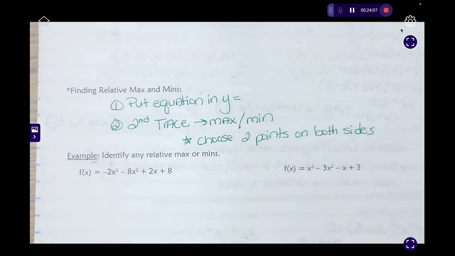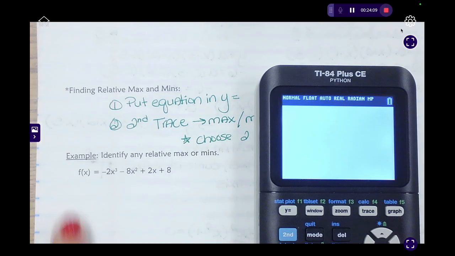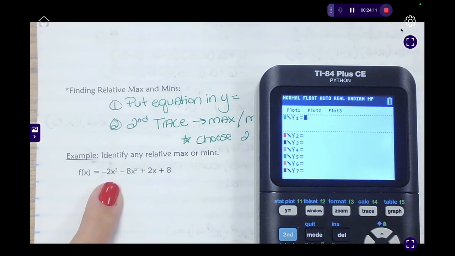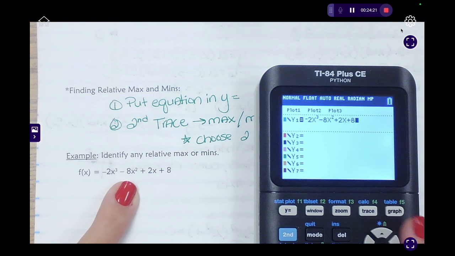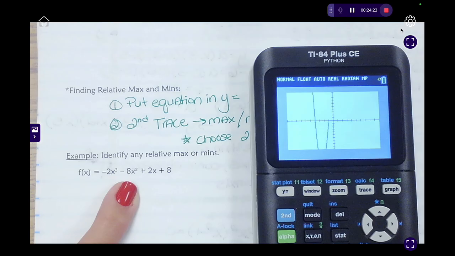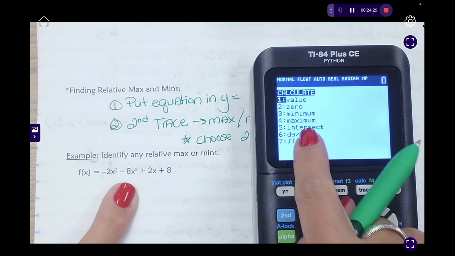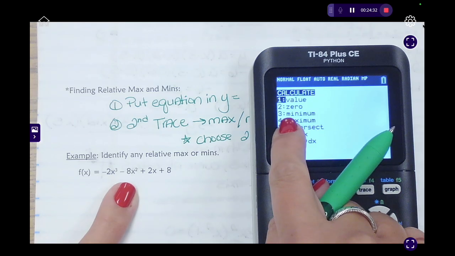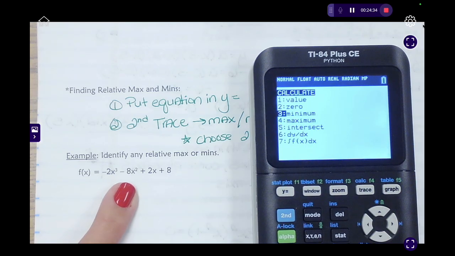Okay, so again, we're going to do this in our calculator. I'm going to go to y equals, and I'm going to type in my function, negative 2x to the third minus 8x squared plus 2x plus 8. And I'm going to hit graph just to make sure we can see the graph. So there's my graph. Now I'm going to hit second trace, and I'm going to find the minimum first just because it's the first one. So I'm going to go to number 3 and find that minimum.